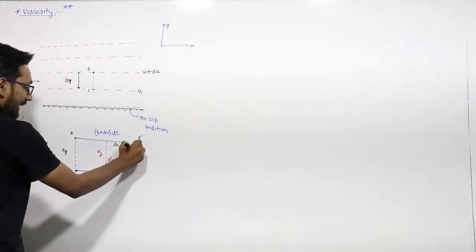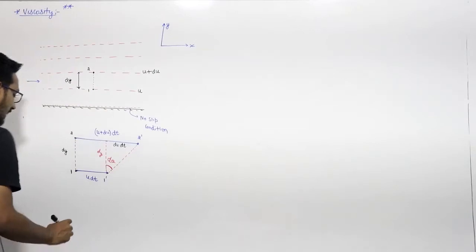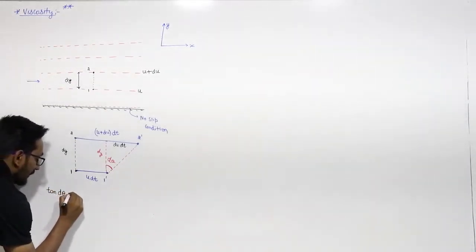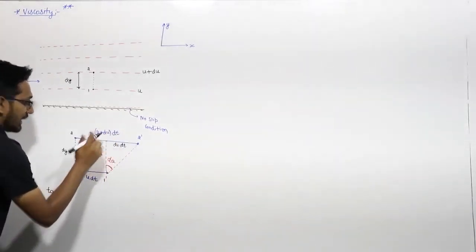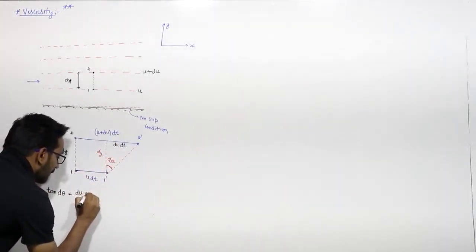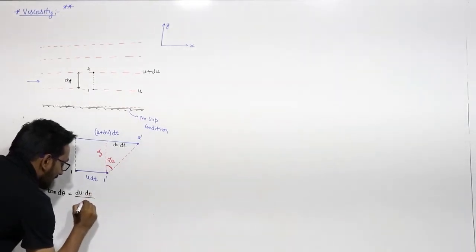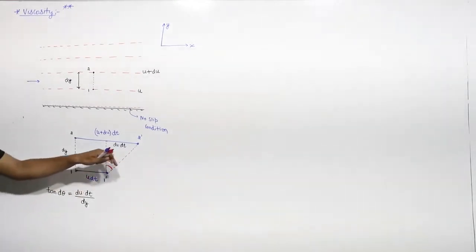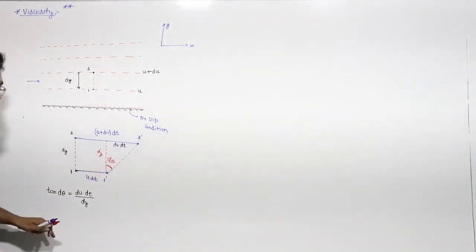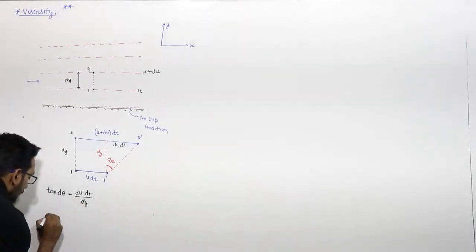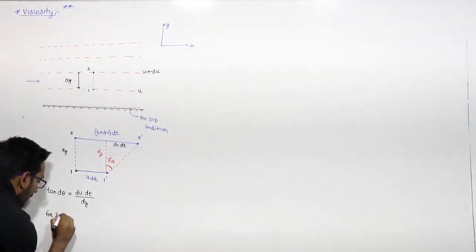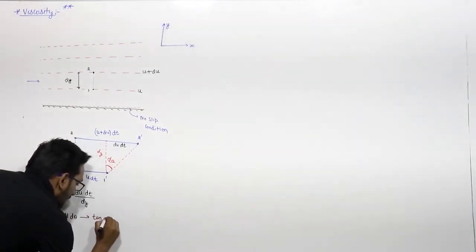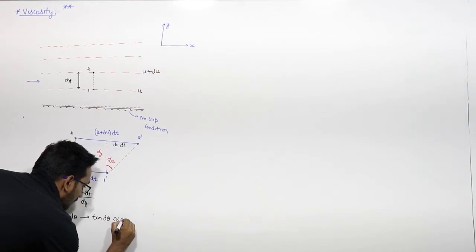So from this right angle triangle, I can write tangent d theta is equal to du into dt divided by the adjacent side, that is dy, right? Du into dt divided by dy. And for small angle, we know that for small d theta, tangent d theta is approximately equal to d theta.